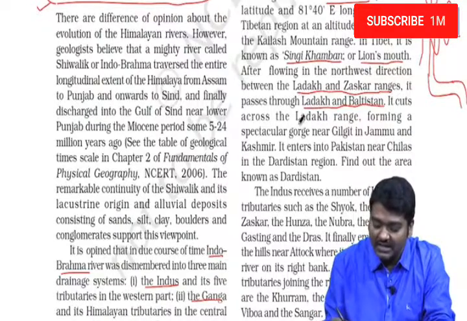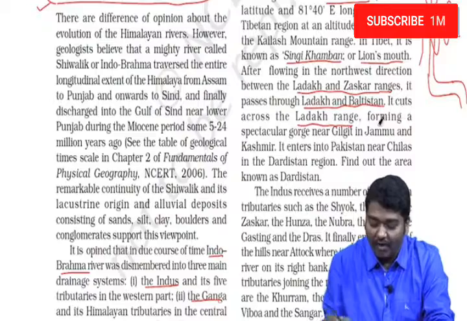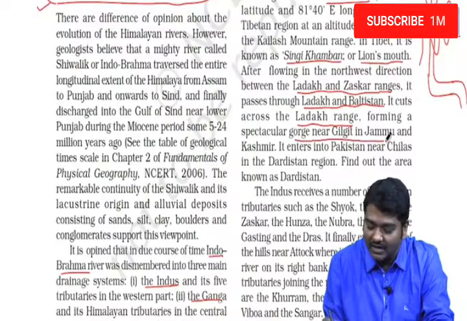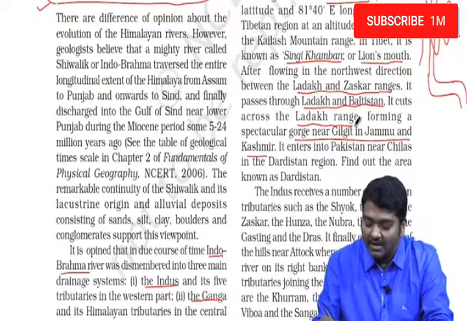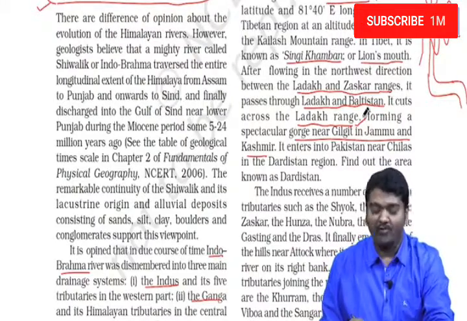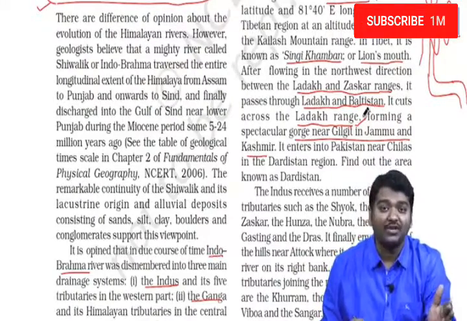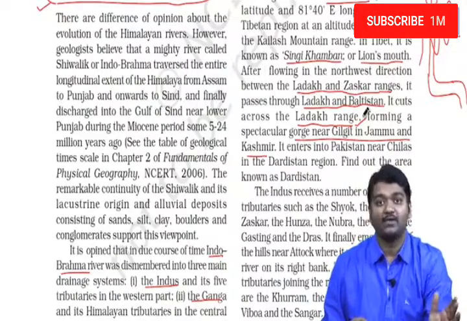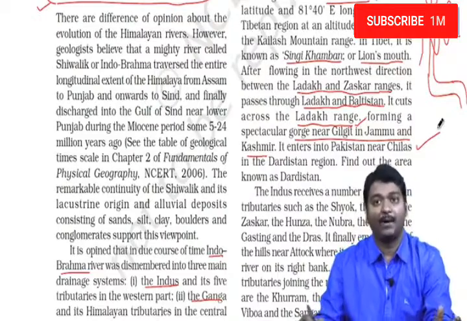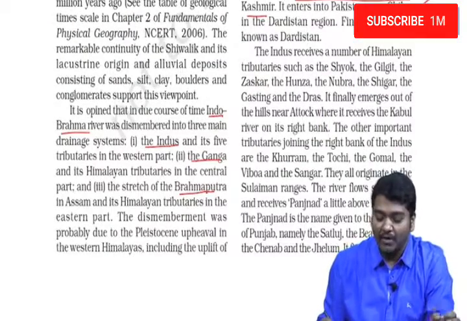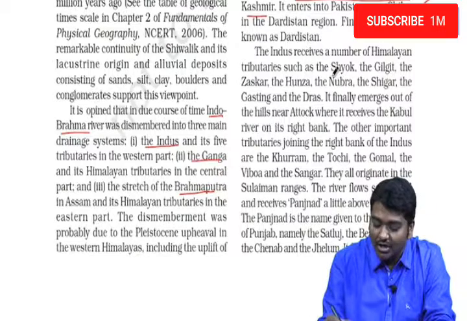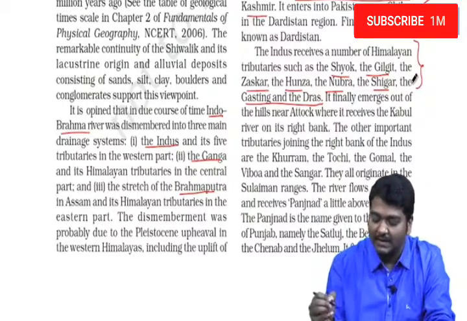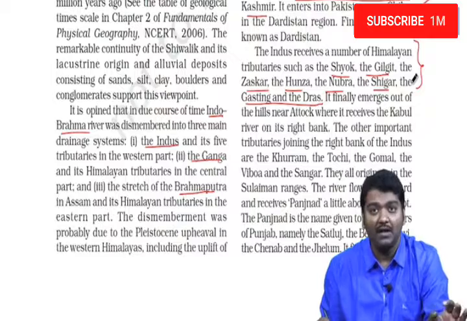It cuts across the Ladakh range, forming a gorge near Gilgit in Jammu and Kashmir. In Gilgit Baltistan of Pakistan occupied Kashmir, we usually observe China is planning to construct dams on this. So please be careful about this. The Indus receives a number of Himalayan tributaries such as Shyok, Gilgit, Zaskar, Hunza, Nubra, Shigar, Gasting and Dras. On these rivers, Pakistan and China are constructing the dams.